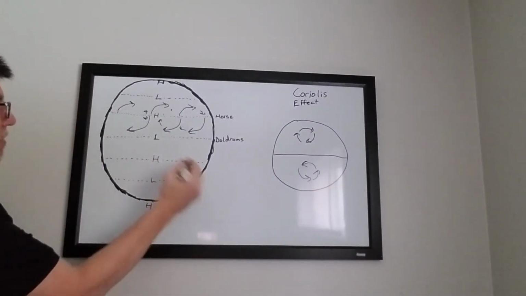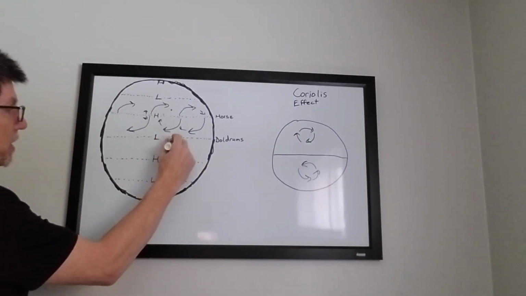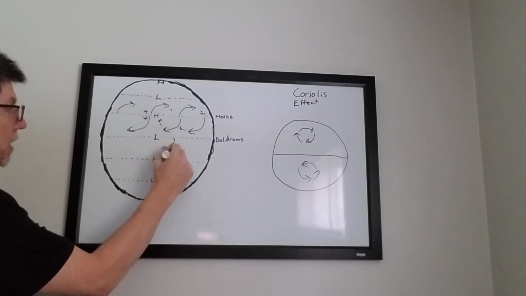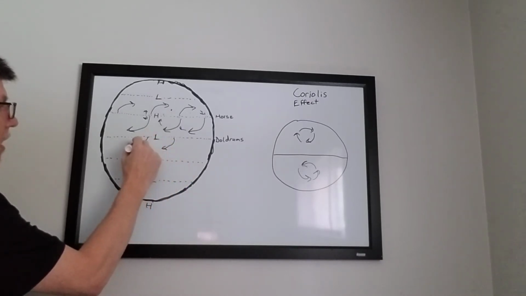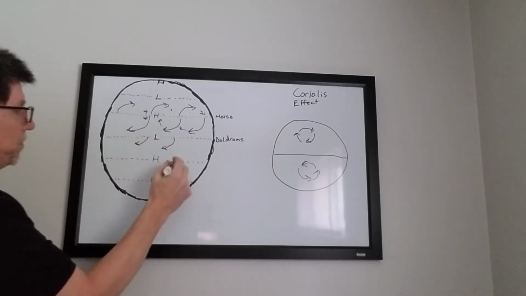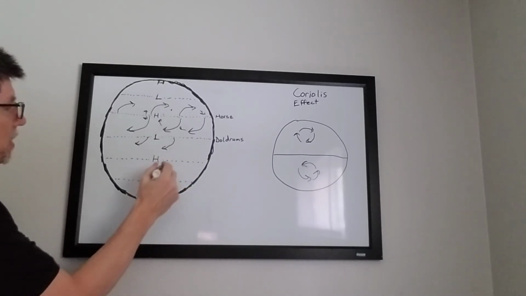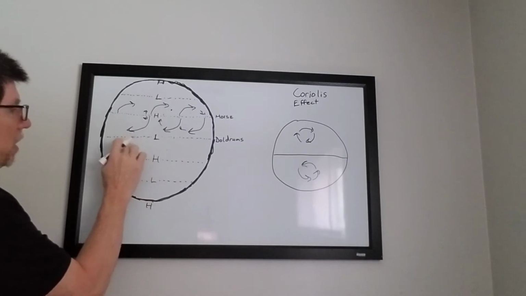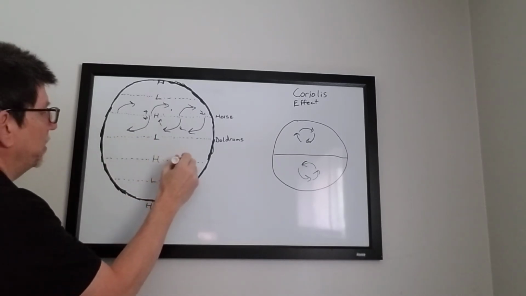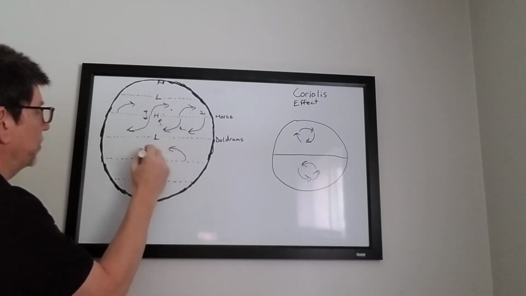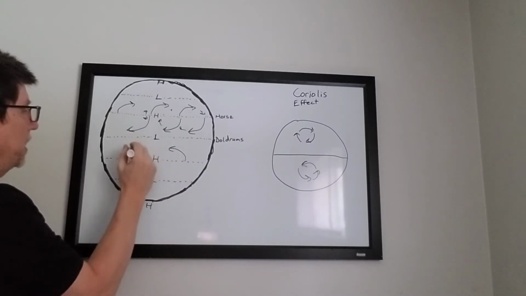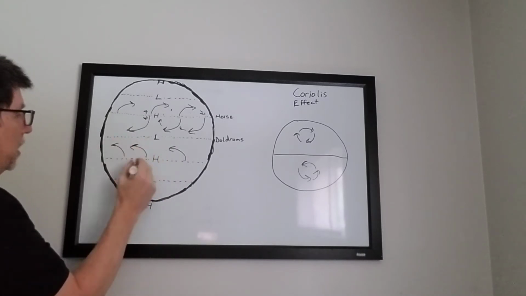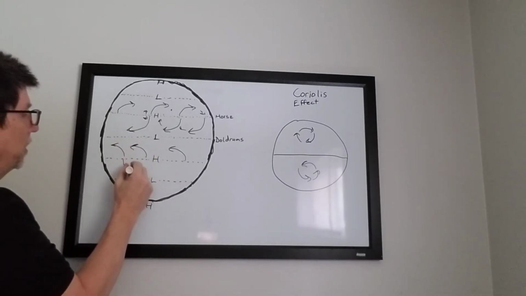In the southern hemisphere, it does the opposite. It curves the opposite way, this way. As it comes down here, it curves the opposite way, this way. It comes down that way, and then up here, this way.